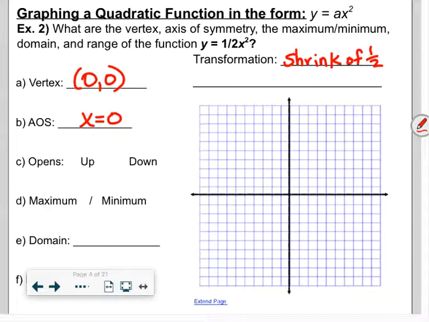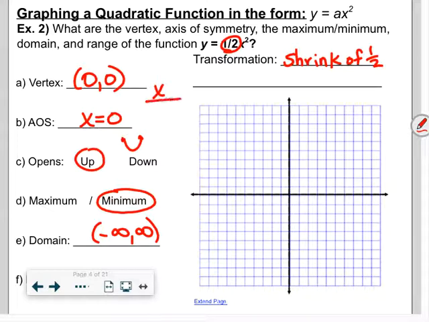What do you look for in the equation, Edward? The negative. Awesome. Okay, so out front it's positive, so it's going to open up. If it opens up, that means I have a minimum. The domain is always negative infinity to infinity.